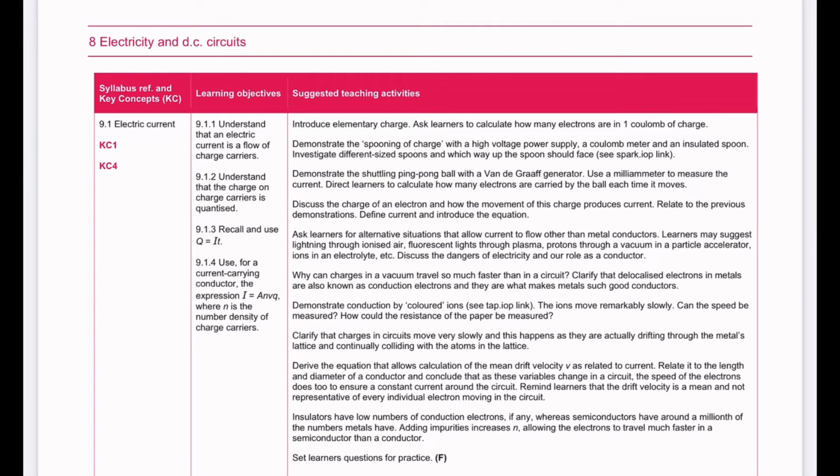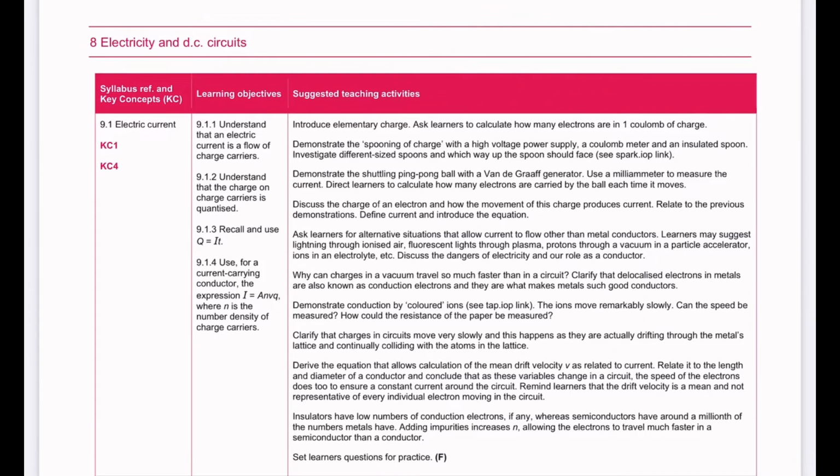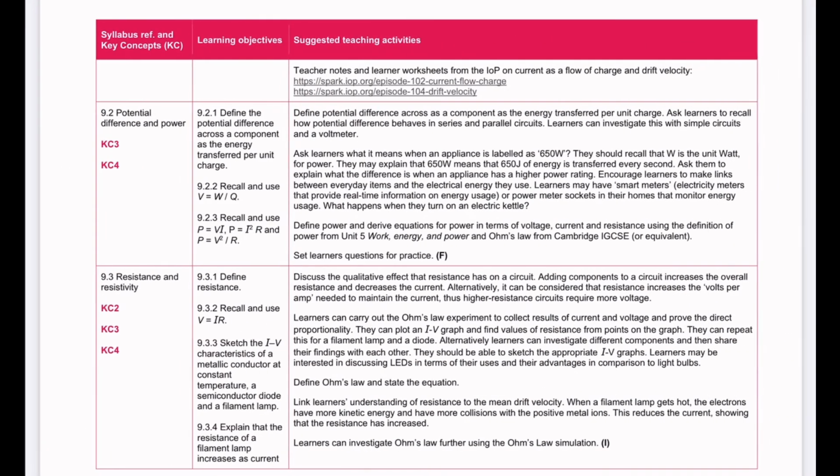Electricity and DC circuits. Key concept 9.1 Electric circuit. Learning objectives. 9.1.1 Understand that an electric current is a flow of charge carriers. 9.1.2 Understand that charge on charge carriers is quantized. 9.1.3 Recall and use Q equals I t. 9.1.4 Use for a current carrying conductor the expression I equals A n v q, where n is the number density of charge carriers.